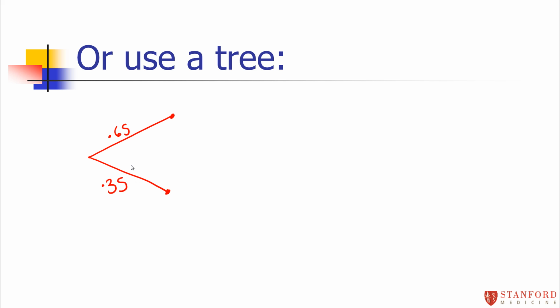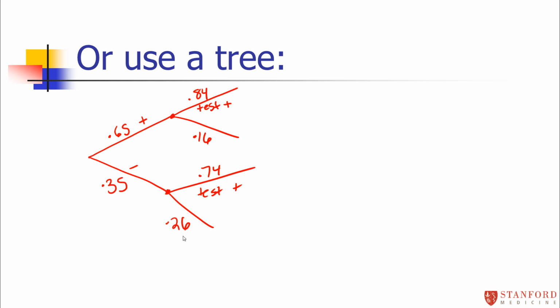So the first thing is you're either one of these women destined to get the cellulite or you're not. That's 65% prevalence, and 1 minus 65% is 35%. So that's whether or not you truly have the disease. Then you are either going to test positive on this cellulite DX test or not. If you actually have the disease, the sensitivity again is 84%, so your chance of not testing positive is 16%. If you don't have the disease, you still have a 74% chance of testing positive, and you have a 26% chance of not testing positive.